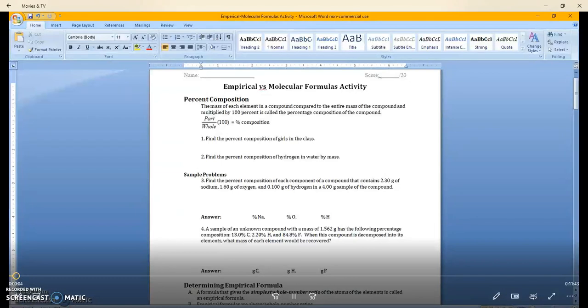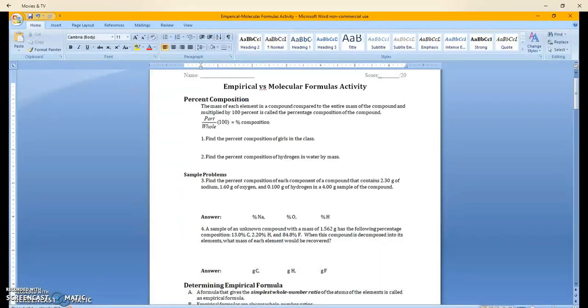Chemical versus molecular formulas. If you have not quite mastered the stoichiometric ability to change from grams to moles, you might want to practice that a little bit, because we're going to use that all the time on this one. So go ahead, take out your notes, and let's get started.